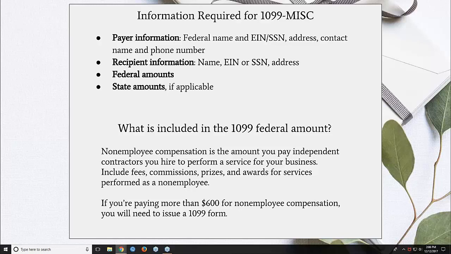So what do you include in the 1099 federal amount? Again, this is any non-employee compensation you pay independent contractors, not your employees, for any services they perform for your business. Include fees, commissions, and awards for services performed as a non-employee. As previously stated, you must issue a 1099 form if you pay more than $600 in non-employee compensation.